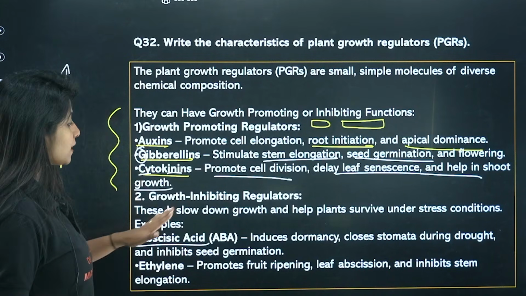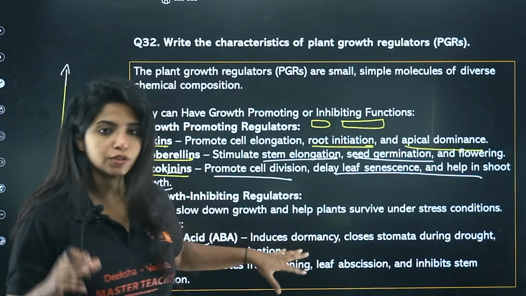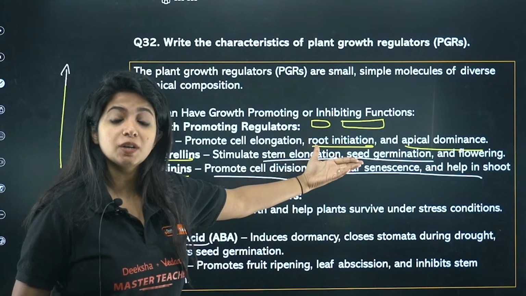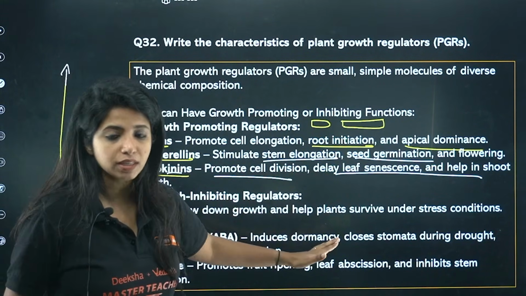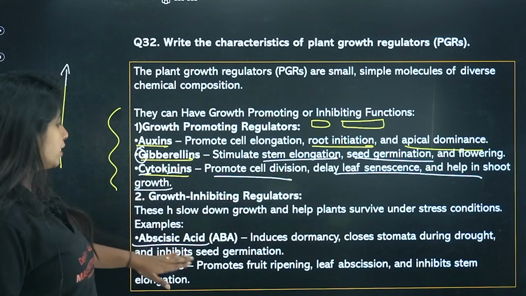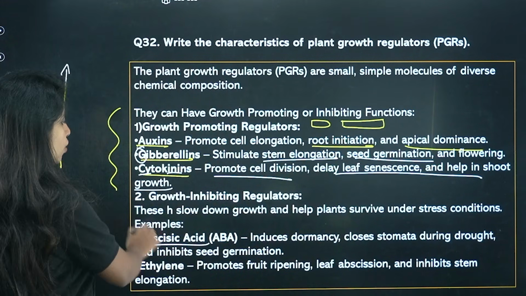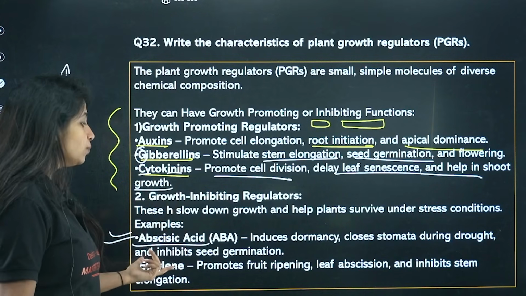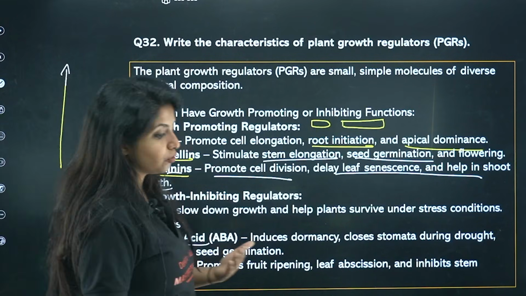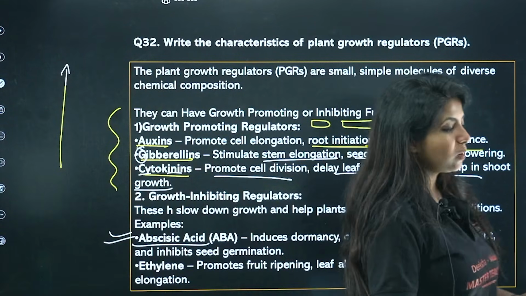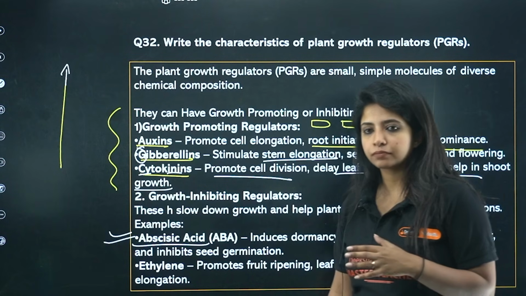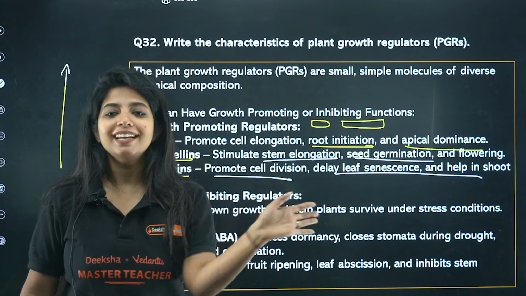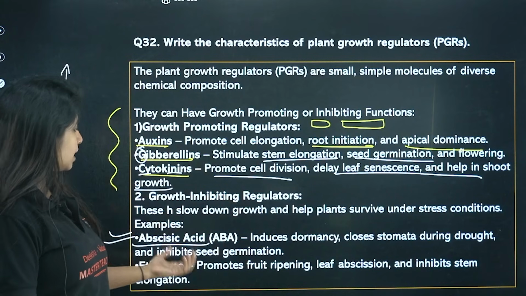Now abscisic acid induces dormancy, as in it does the opposite of what it was doing. Gibberellin was doing seed germination, but abscisic acid induces dormancy, closes the stomata during drought and inhibits seed germination. So all of it is a negative factor, but actually it's for good. Now ethylene is the next negative, or growth-inhibiting, factor. What does it do? Basically it promotes fruit ripening, leaf abscission and inhibits stem elongation as well.